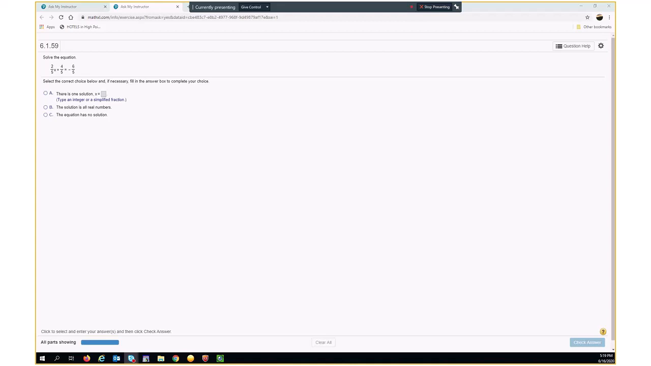So as we see here, the final answer is x equals negative 5.